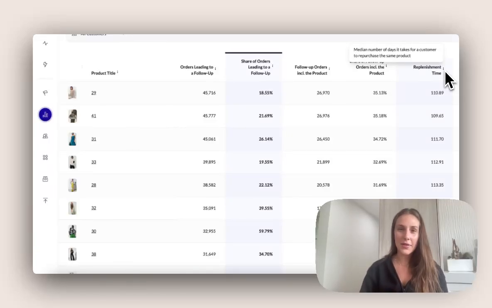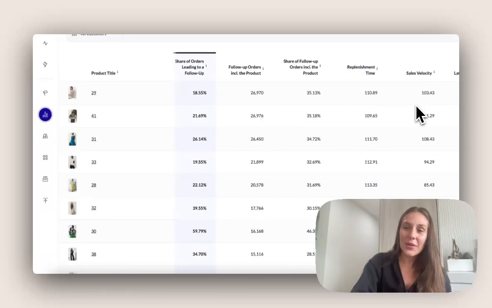So it doesn't matter if someone buys a particular product in their first order and then their second order, or their first order and then their fifth order. We're just looking at the amount of days it takes that customer to go ahead and make that purchase of the same item again. So replenishment time is super interesting to really optimize your replenishment flows, really retargeting your customers at the appropriate time.